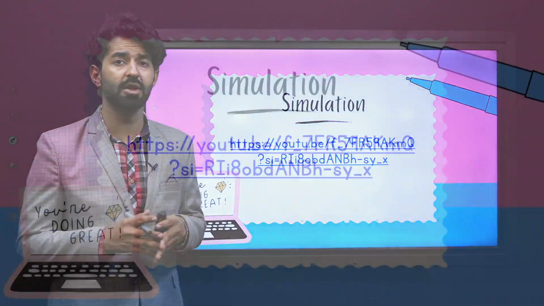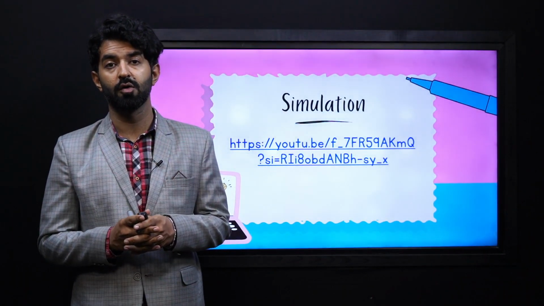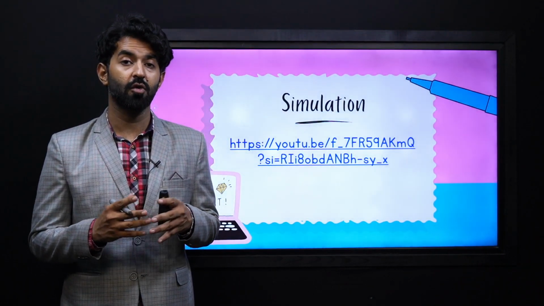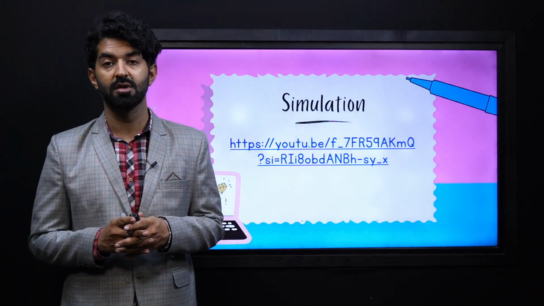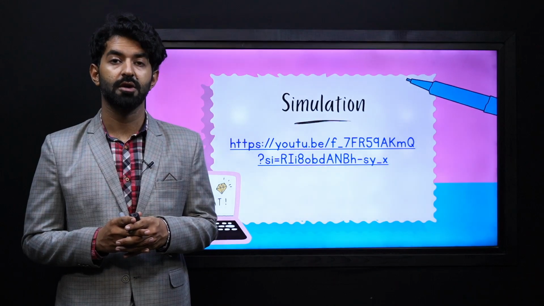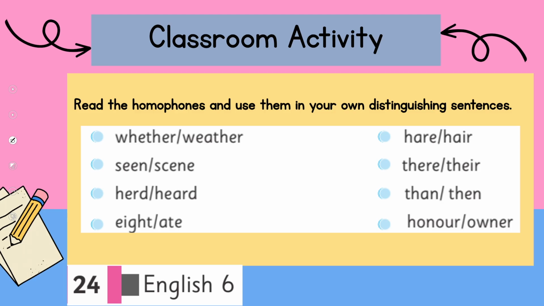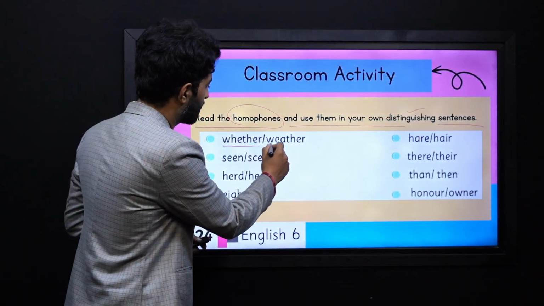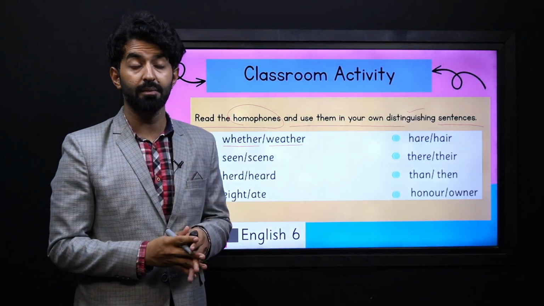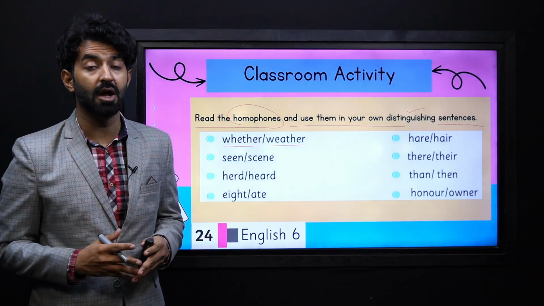Now here is a simulation video for your understanding about homophones. It's very fun. You can watch it later, right after the video lesson, whenever you want to watch it. Now let's look at our classroom activity that we have. So this is from your book, page 24. Read the homophones and use them in your own distinguishing sentences. Use them in your sentences. Use weather and whether, both of them in your sentences, and complete this classroom activity.